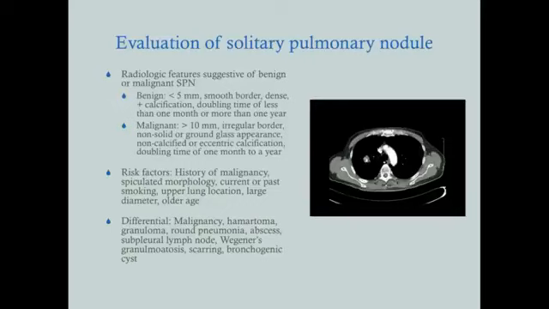Then, of course, there's the risk factors, and that's going to be important when you approach these questions on boards. So if there's a previous history of malignancy, if it's spiculated, kind of like little spikes coming out on the edges of the lesion, if the patient is a current or past smoker, if it's located in the upper lung areas, if it's a larger diameter, or if the patient is old. I would say out of all of these, you really got to look at old age and smoking history. Those are the two big ones.